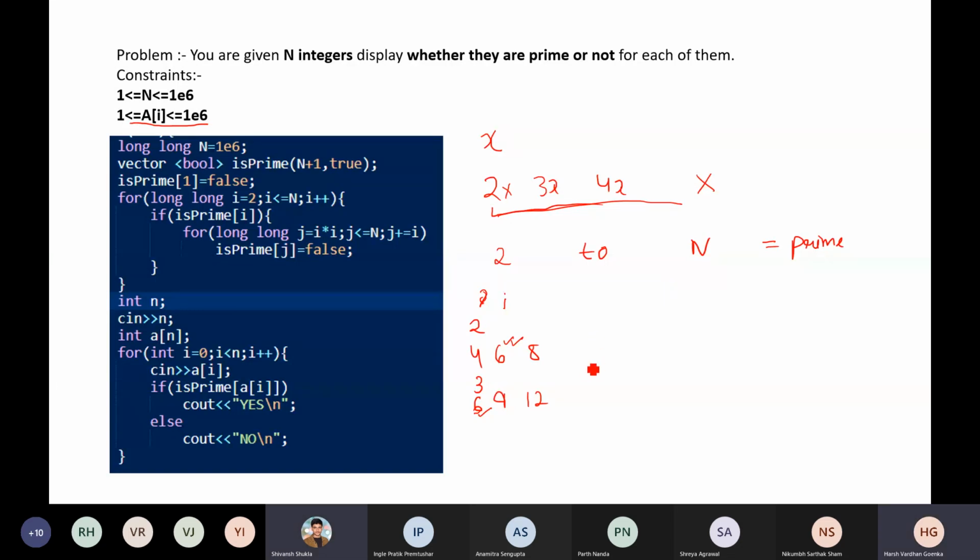No, in this case it should be 3 into 3. No, I've already marked 3 into 2. I am telling for the number 4, but 4 is a composite. Okay, so yes, he got the idea.